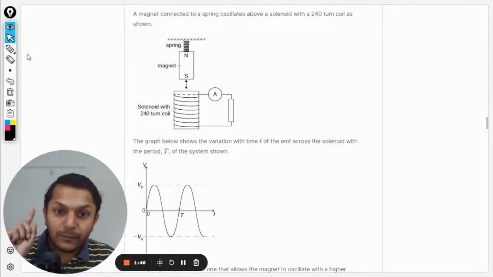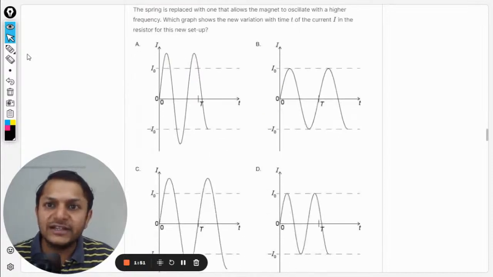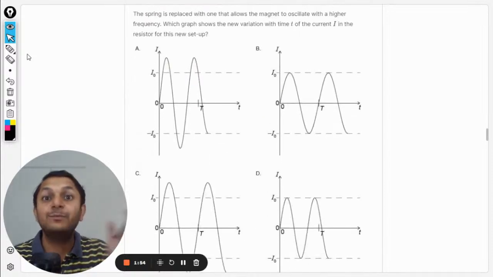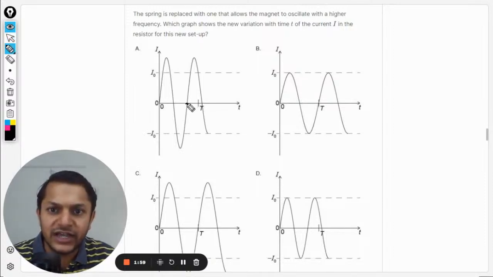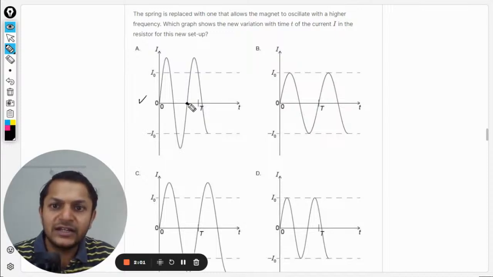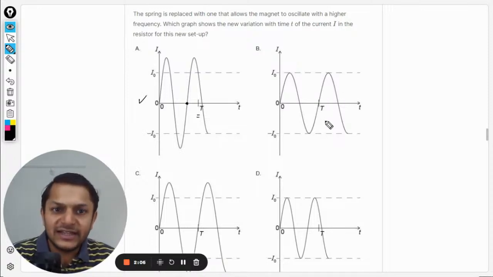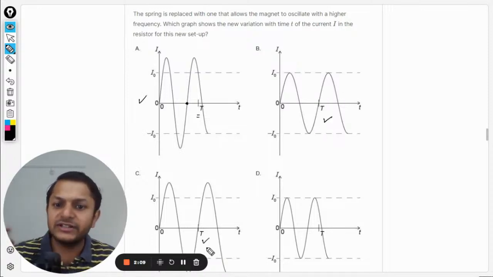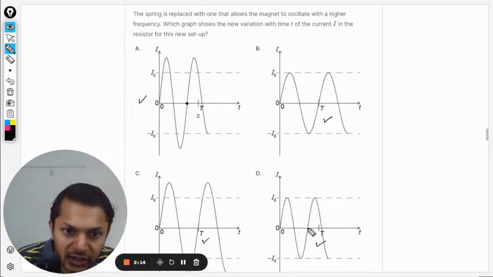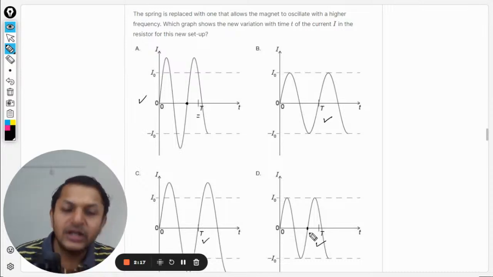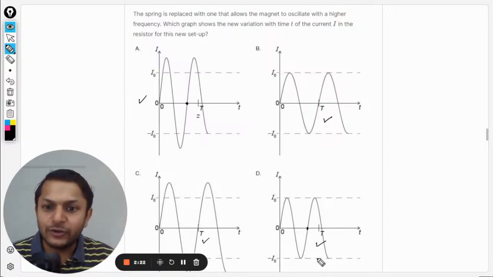Now the one piece of information given here is that the frequency has increased. If the frequency has increased, doesn't it mean that the time period has decreased? So we can say, for one oscillation, in option A, the time period has decreased from what it was earlier. In this case, the time period is the same. In this case, the time period is the same. In this case, the time period is shown to be increasing. Sorry, in this also, the time period is lesser. My mistake. The time period is lesser.